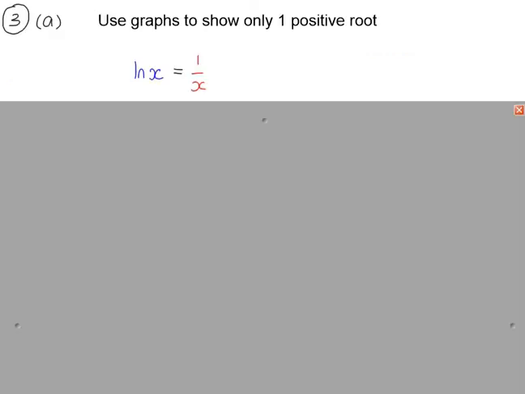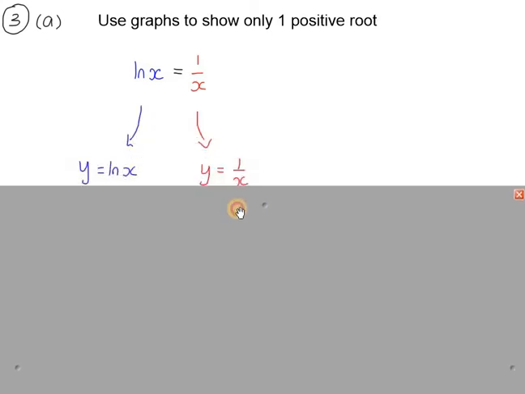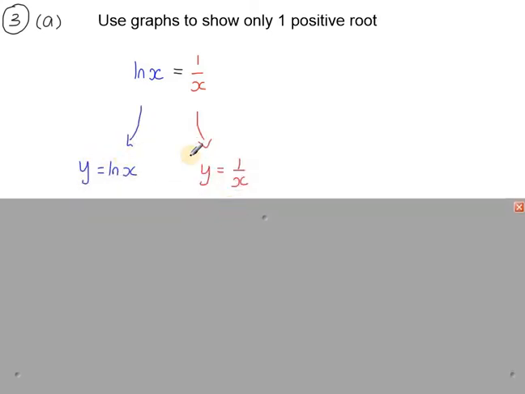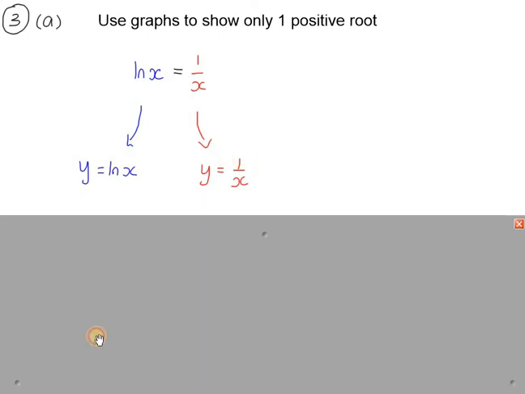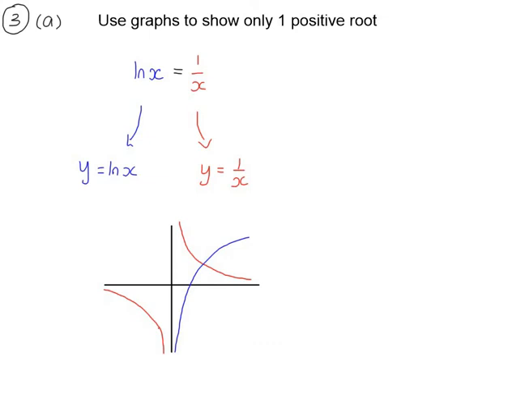Okay, example 3, part A, we're using graphs to show that there's only one positive root for this equation. So graphically we need to show that the two graphs only intersect at one point. So we're going to sketch y equals ln x and y equals 1 over x on the same graph and look for points of intersection. Okay, so here are the graphs. So it's color coded, that's the red one, that's the blue one there, and we can see there's only one point of intersection, that point there.